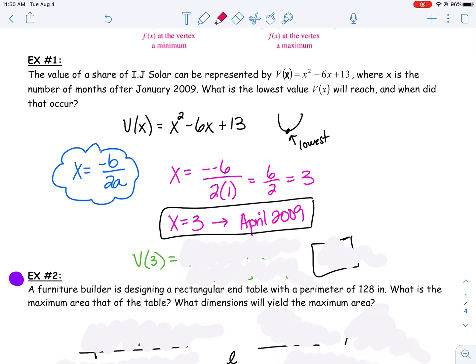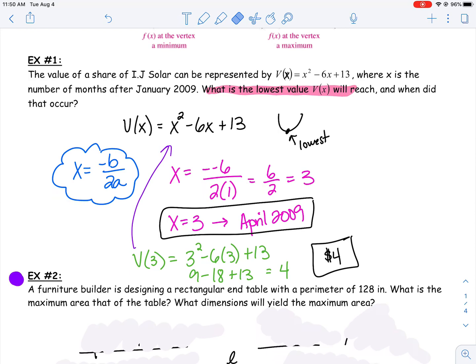The other part of the question was asking us, what is the lowest value? So I want to figure out what V of x equals, or what y equals, right? When x is 3, so in April, what is the lowest value? So if I know that x is 3, I should be able to plug in 3 into my original equation and figure out what the lowest value is in April. If I substitute in a 3 and simplify, I end up getting 4, which means the shares are $4. That's the lowest value they're ever going to reach. That happens in April 2009.